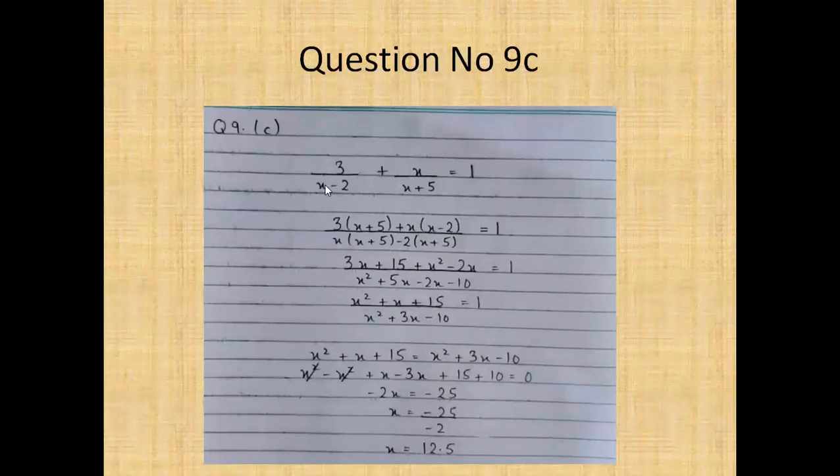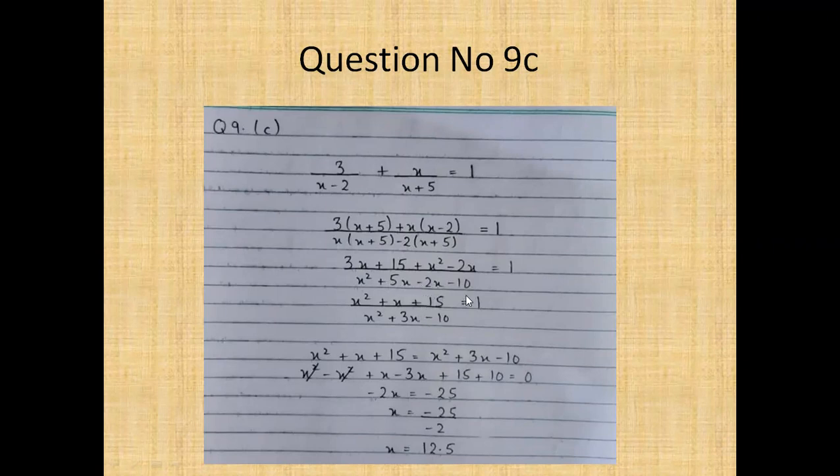So we will take the LCM. Both of these denominators will be the LCM, so we will multiply them. And this will be 3 into x plus 5. Here you will have x into x minus 2. So upstairs we will have 3x plus 15 plus x square minus 2x. Downstairs here you will have x square plus 5x minus 2x minus 10. The whole thing is equal to 1.